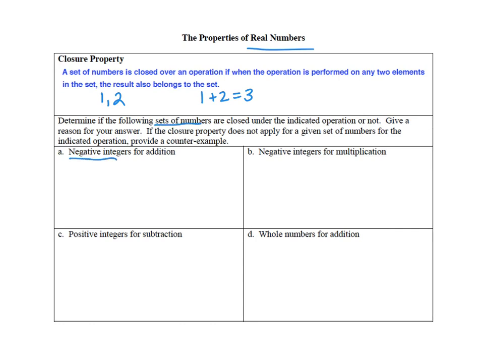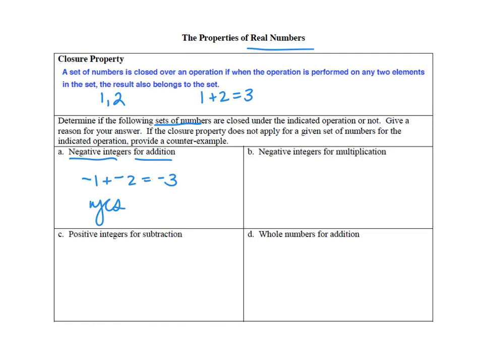And the question is, if I always add two negative numbers, do I get a negative number out? So I can't think of any two numbers that I could add together and not get a negative integer. So this is closed under addition.